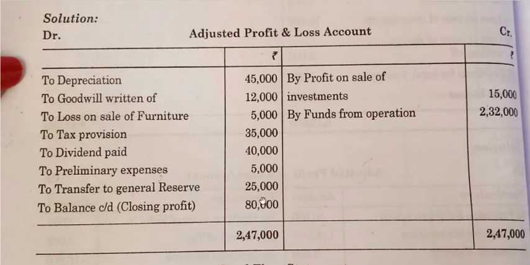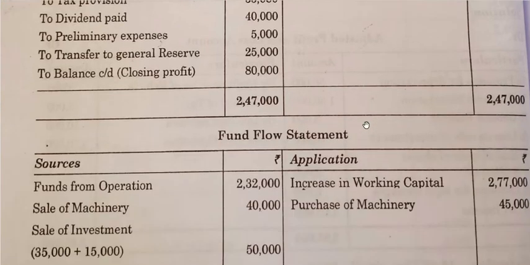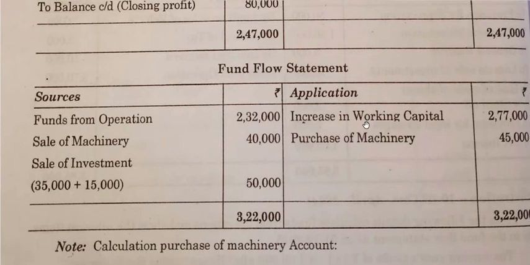So all your non-fund and non-operating expenses will be debited and your non-fund and non-operating incomes will be credited. So by profit on sale of investment 15,000. To balance carried down, which is given in your question as your profit 80,000. So your balancing figure is by funds from operation 2,32,000, and your adjusted profit and loss account gets balanced.